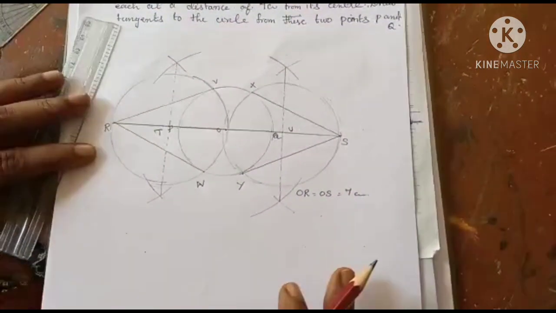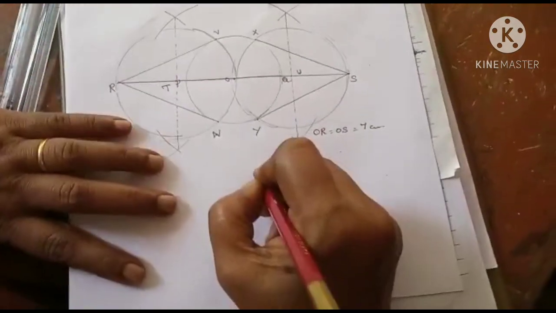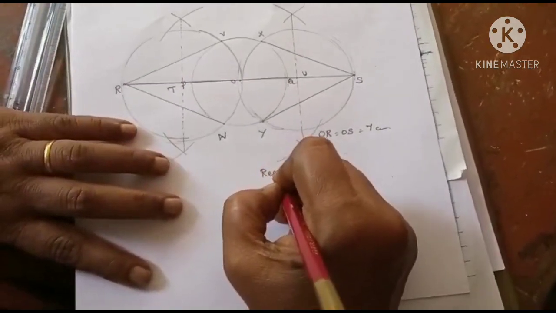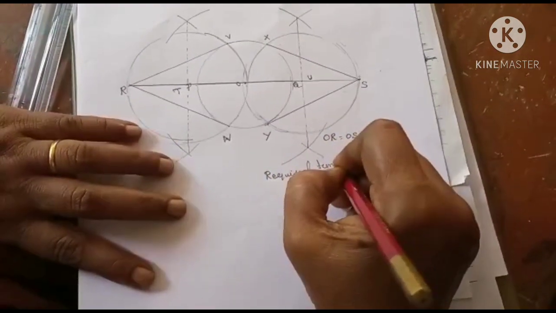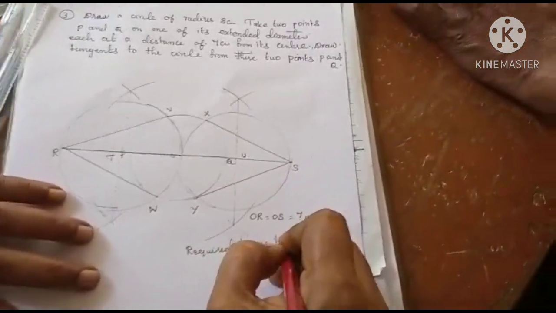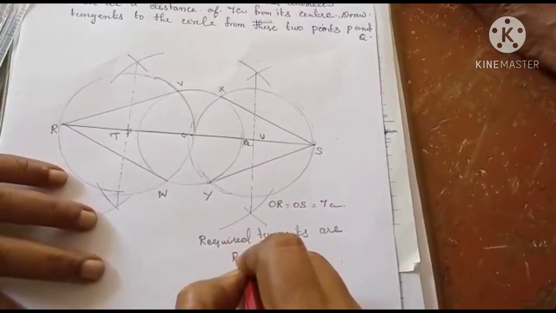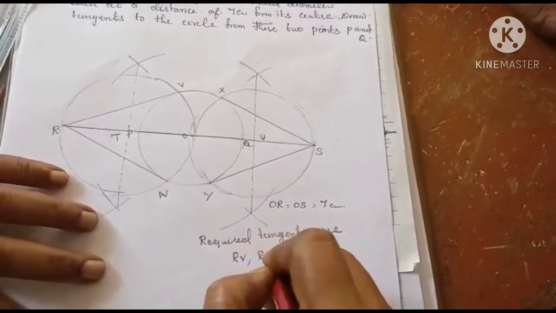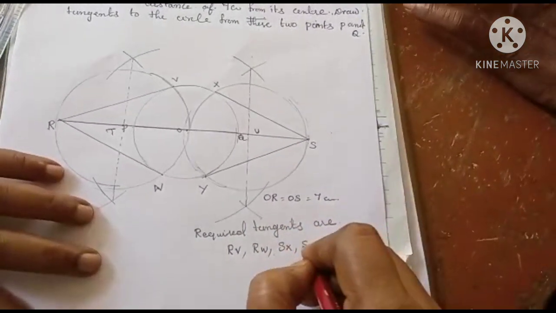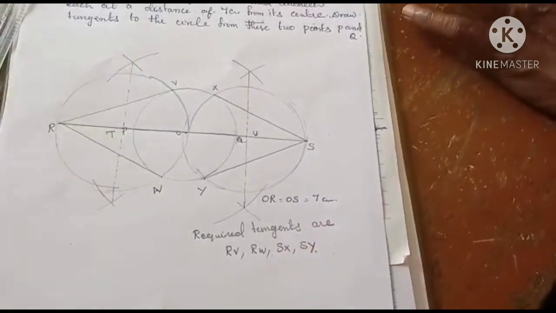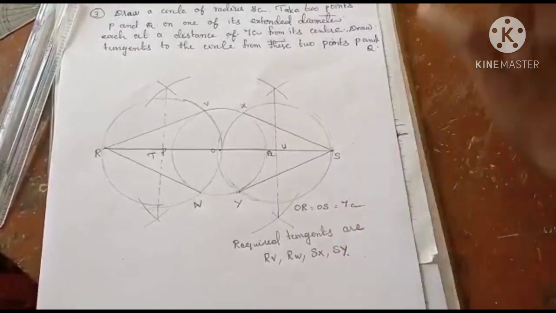These are the required tangents. The required tangents are RV, RW, SX, SY. When you measure the tangents, you can find the tangents are equal.